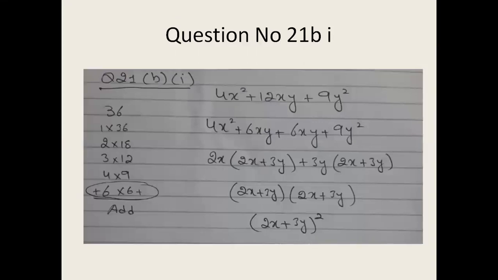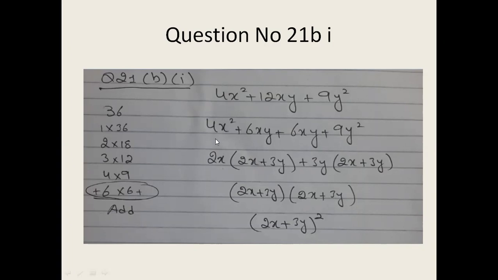So 4x square plus 12xy plus 9y square, multiply the extreme terms, you get 36. Factors of 36 are 1 into 36, 2 into 18, 3 into 12, 4 into 9, 6 into 6. So I have to choose that pair which by addition will give you 12. So that is 6 and 6.